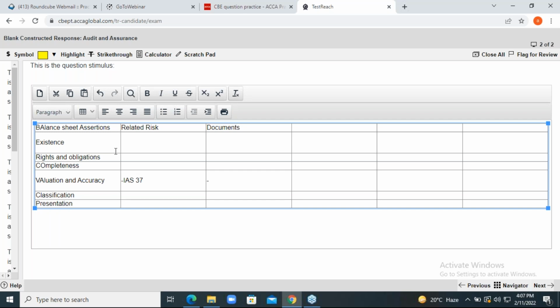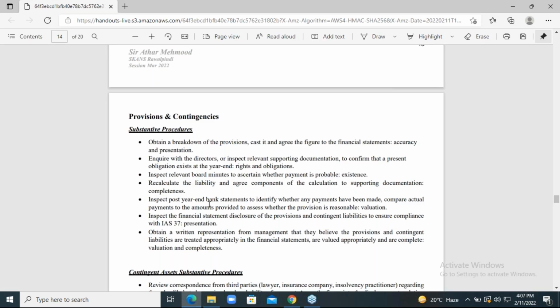So how are you going to write the procedures? Same way. You need to see the board minutes. You need to calculate the amount. You need to confirm from the bank statement after year end, meaning the post year end bank statement. There may be a chance that this case may have been settled after the year end date. So yes, once again, you need to do that.